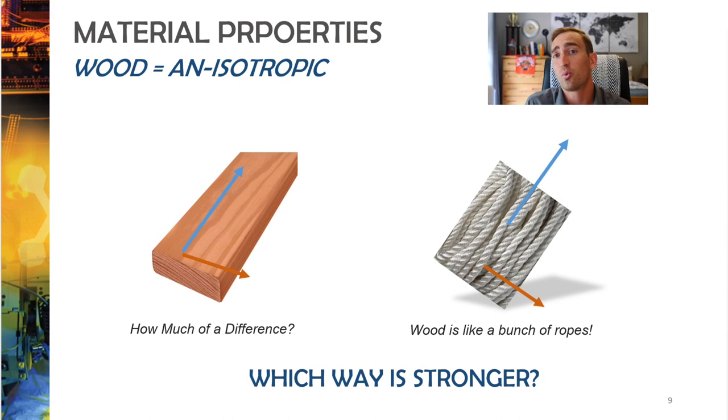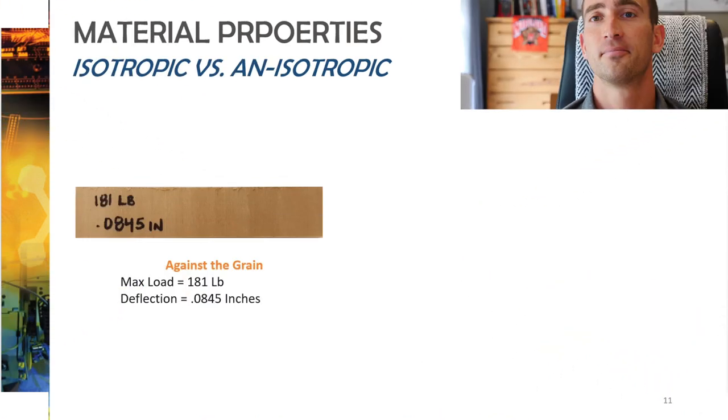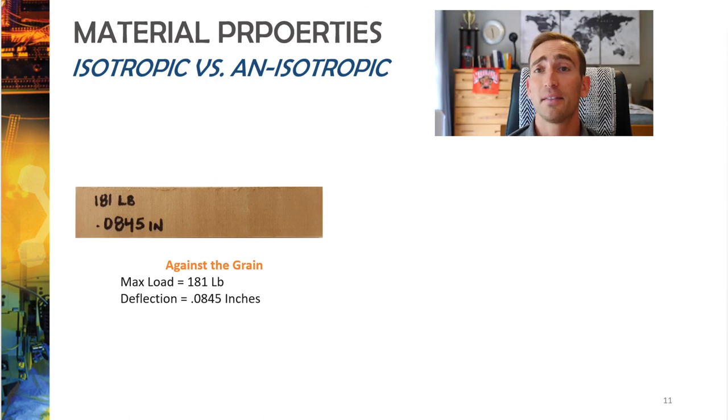And you know, which way is stronger? How much of a difference is there? Let's take a look. So let's look at this example now and see how much of a difference there is between loading wood along the grain versus against the grain. When I take this little specimen of wood, which is about the size of a pencil, and I put it in the materials testing machine, which I'll show you a demo of later, and I pull that specimen apart, this little piece of wood held about 181 pounds and stretched 0.0845 inches while it was being loaded.